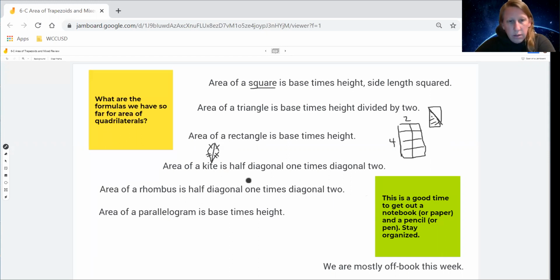A rhombus is also 2 triangles reflected. It's also half diagonal 1 times diagonal 2. You could also see that the rhombus is made up of 4 perfectly congruent triangles, so you could also add up the area of all 4 triangles. And then area of a parallelogram we talked about was the base times the height. And the height has to be perpendicular to the base.